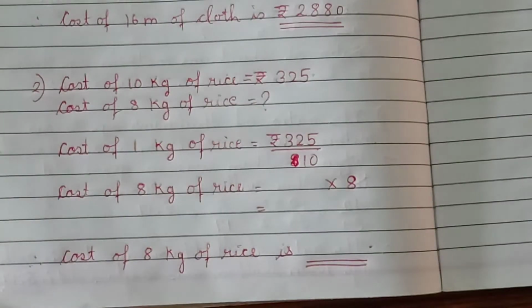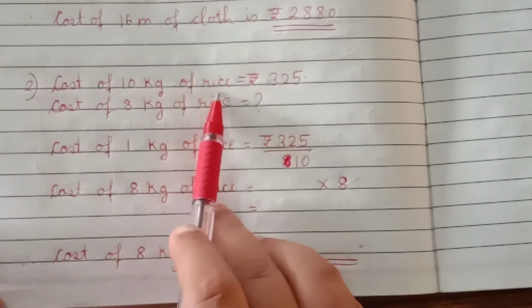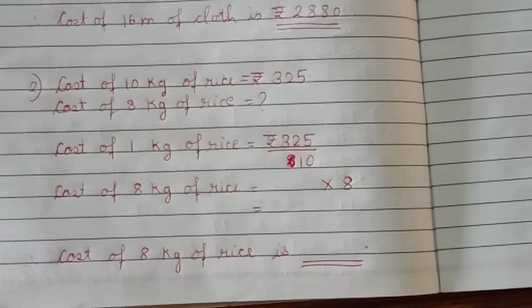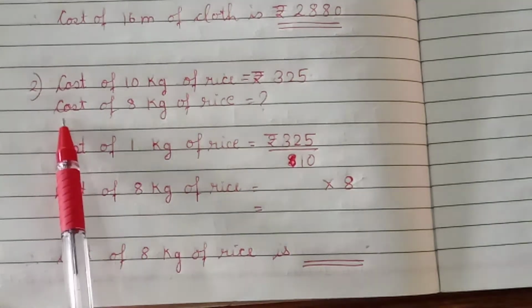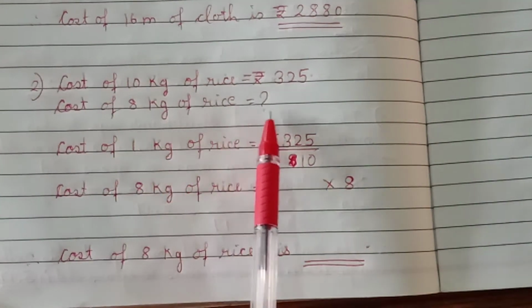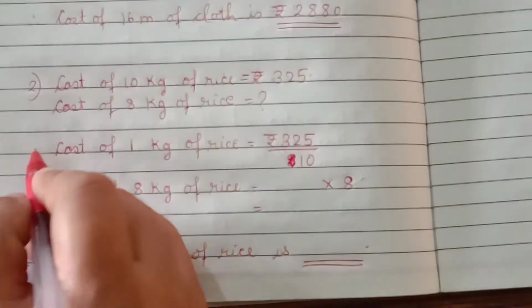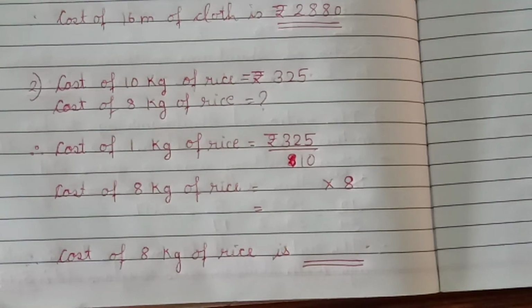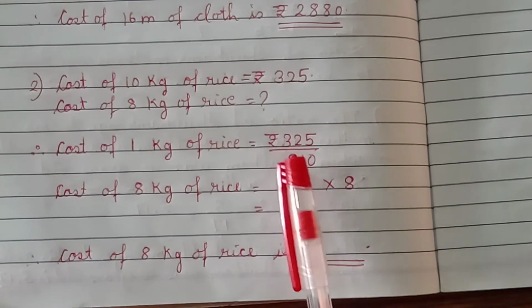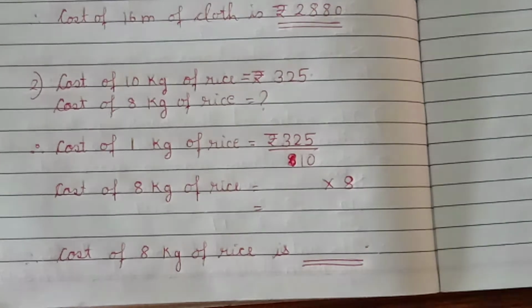Okay. So now we will solve the sum. Here I have written, we will just fill in the blanks. Okay. So see, the cost of 10 kg of rice is equal to rupees 325. Now we have to find the cost of 8 kg of rice. Therefore, I have written a question mark. Now, we will find. Therefore, the cost of 1 kg of rice is equal to, what will we do? Rupees 325 divided by 10. Okay.